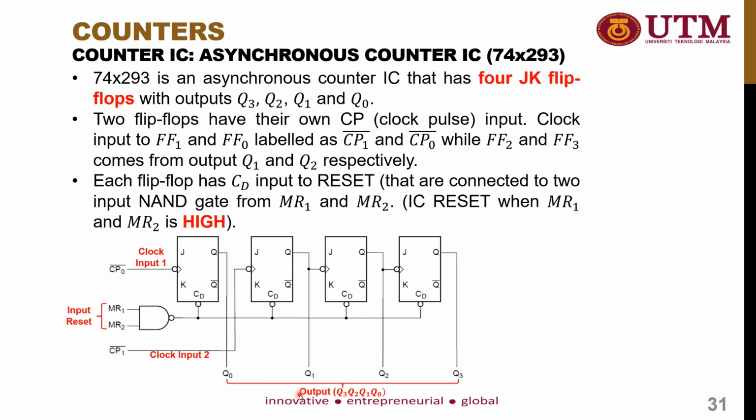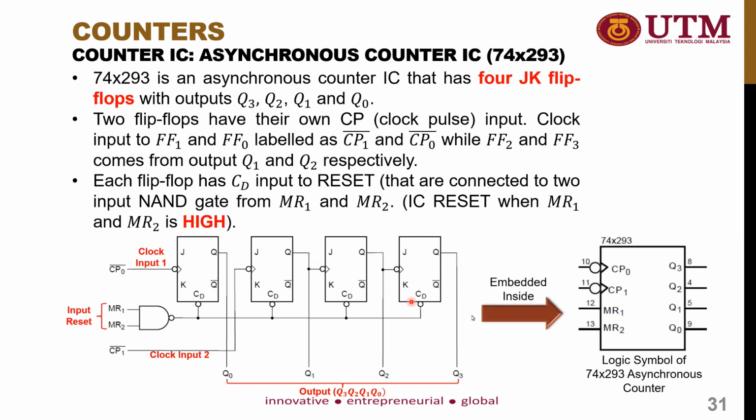In terms of outputs, the MSB of the output is Q3 and the LSB is Q0. So usually it will be written as Q3, Q2, Q1 and Q0. All of this circuit is embedded inside the 74X293 asynchronous counter. You can see here the pin assignment: 8, 4, 5, 9, 10, 11, 12 and 13. These are the external clock inputs for the first 2 flip-flops, and this is the reset input MR1 and MR2, and this is the output.